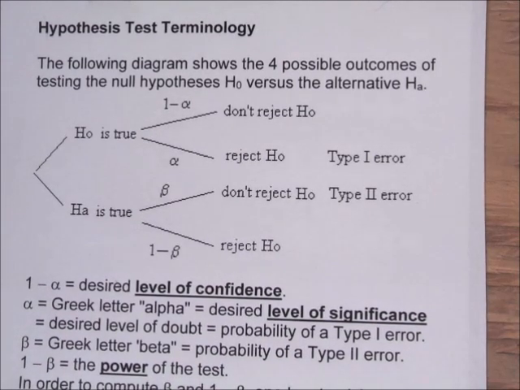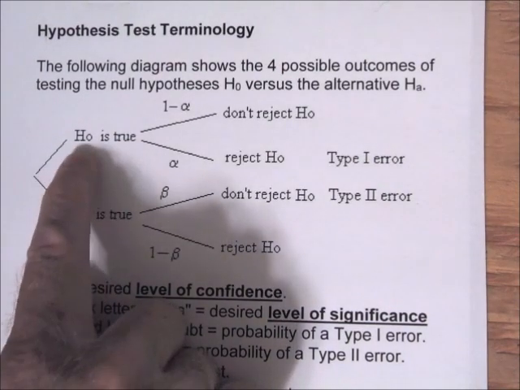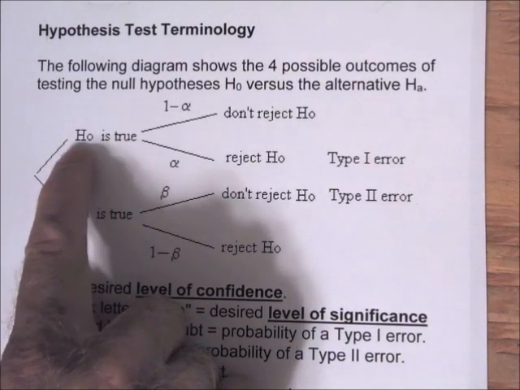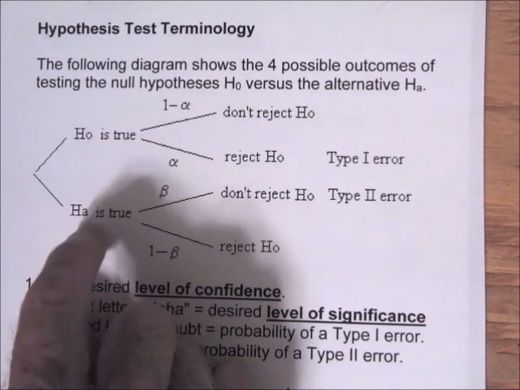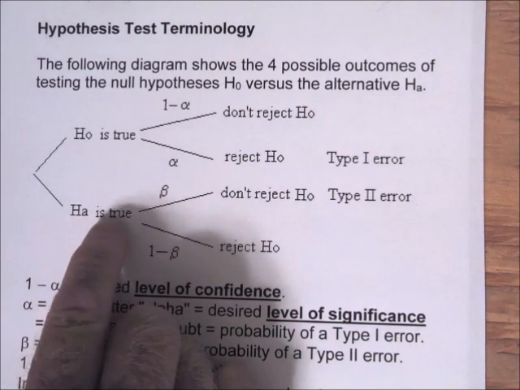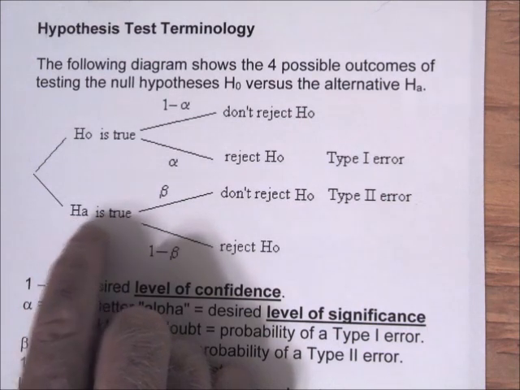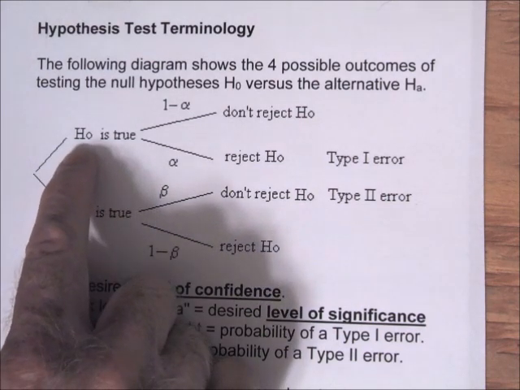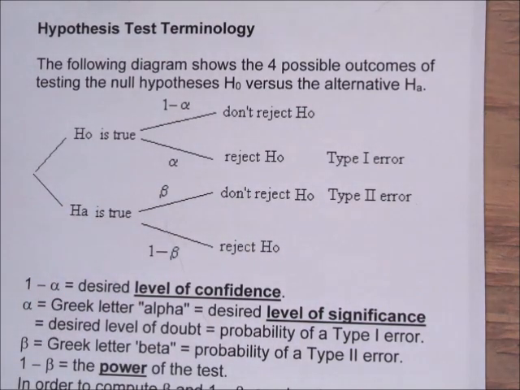So in hypothesis testing, usually you're looking at two hypotheses. Either the null hypothesis, H naught, for example, the new drug is no better than the old drug, versus the alternative. The alternative is what you're trying to prove. For example, the new drug is better than the old drug. So it's H naught, the null hypothesis, versus the alternative, HA. So either H naught is true or HA is true, and either we don't reject H naught or we reject H naught.